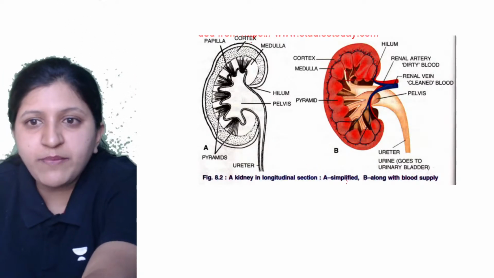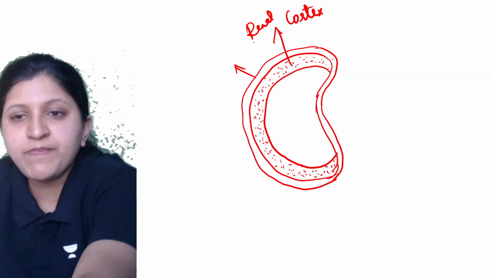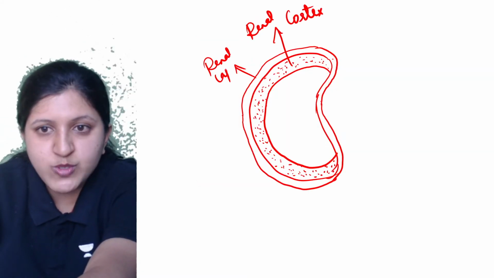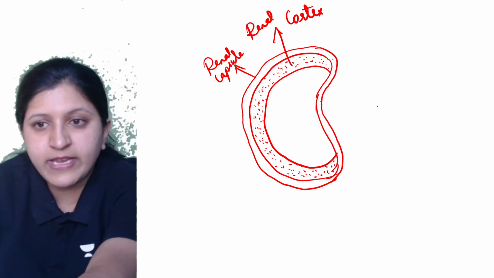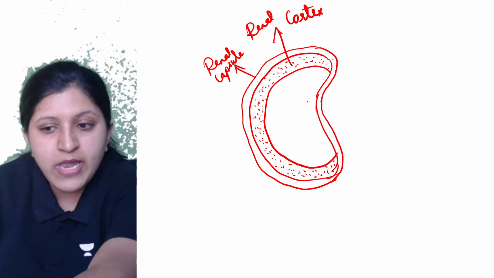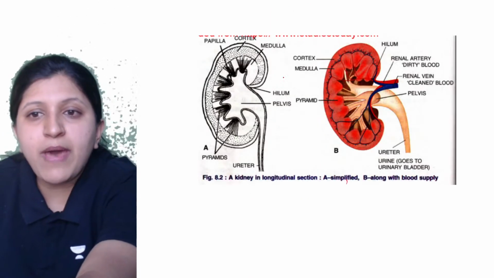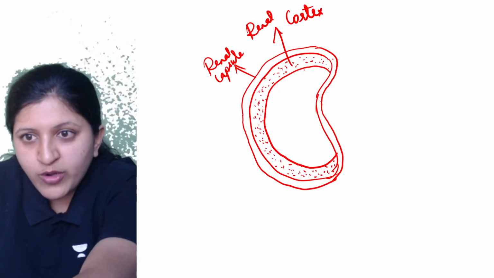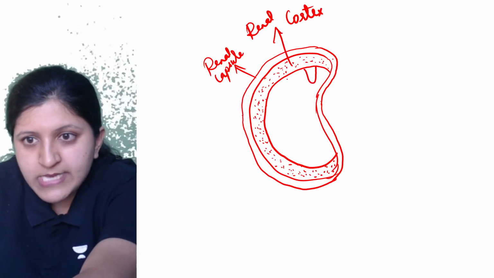Even though it is not mentioned in your textbook, the outer covering can also be called a renal capsule. So one more covering is there for your kidney. Then this part you see is the medulla part. To show the medulla, you can just draw the pyramids here.